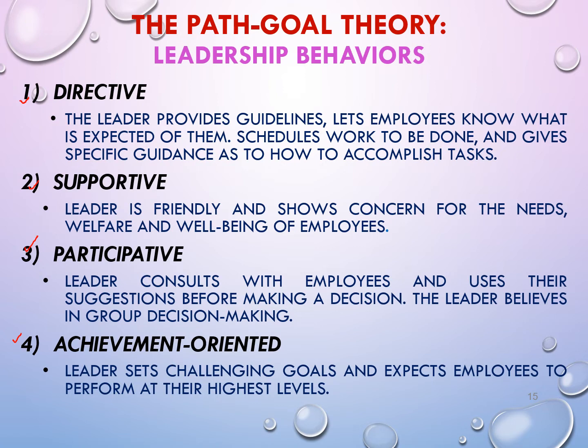The next one is called supportive. So what is meant by supportive? It is where the leader is friendly and shows concern for the needs, welfare and well-being of employees. So supportive style or supportive behavior is where the leader has a good relationship with employees, shows a lot of concern about employees' problems, and also about the employees' welfare.